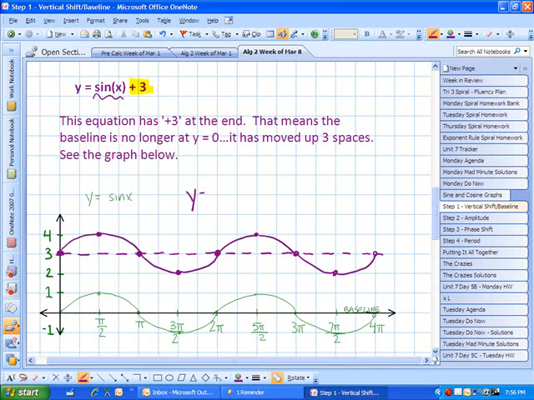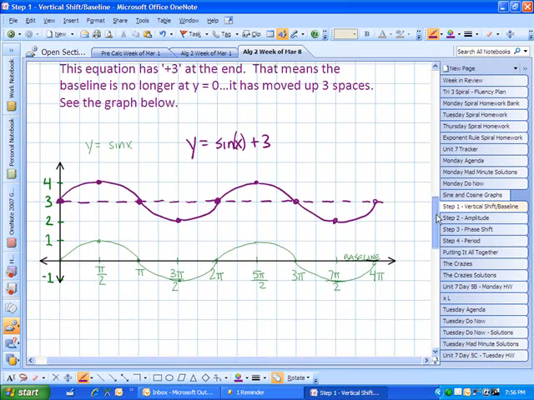This is y equals sine of x plus 3. Again, that 3 has to be outside of the parentheses for it to be a baseline shift. Otherwise, it'll be a phase shift, which we'll talk about later.